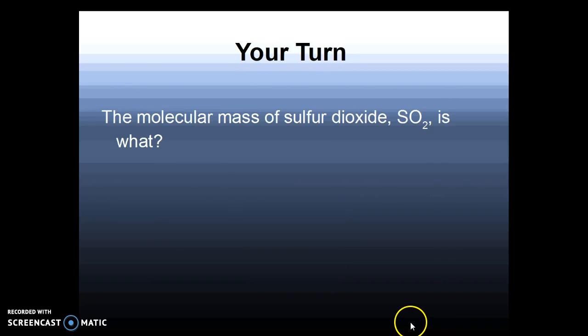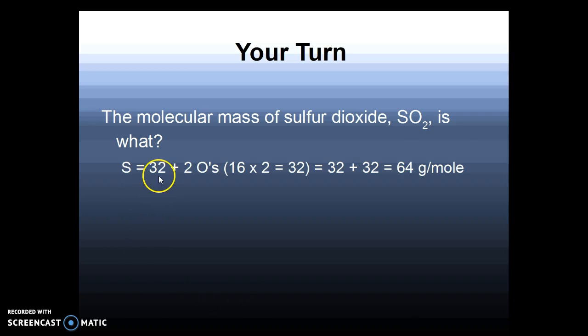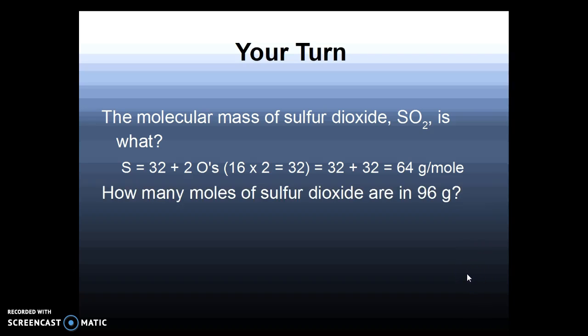So your turn. The molar mass of sulfur dioxide is what? Well, sulfur is 32, and there's 2 oxygens in the molecule. 16 times 2 is 32. So 32 for the sulfur, 32 for the oxygen, 64 grams per mole. So how many moles of sulfur dioxide are in 96 grams of sulfur dioxide? You can solve the problem by yourself and then check back over the video to see what the solution is.